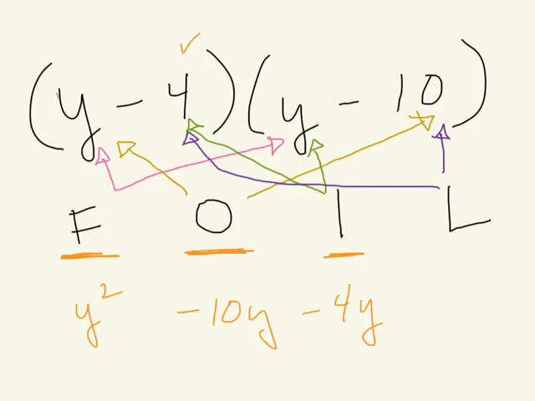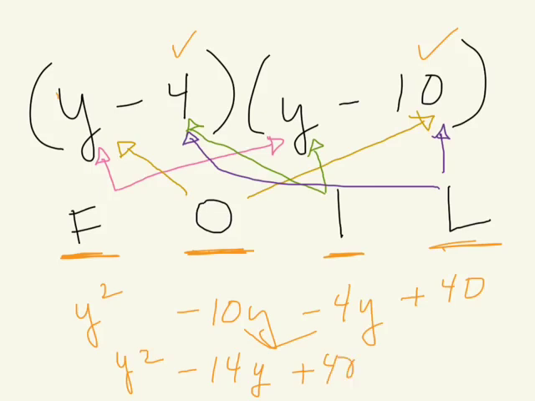And last terms, right here and right here. Negative 4 times negative 10. That's a positive 40. So then you have to combine like terms. These two things go together. So you get y squared minus 14y plus 40. That's just another way to see your answer.